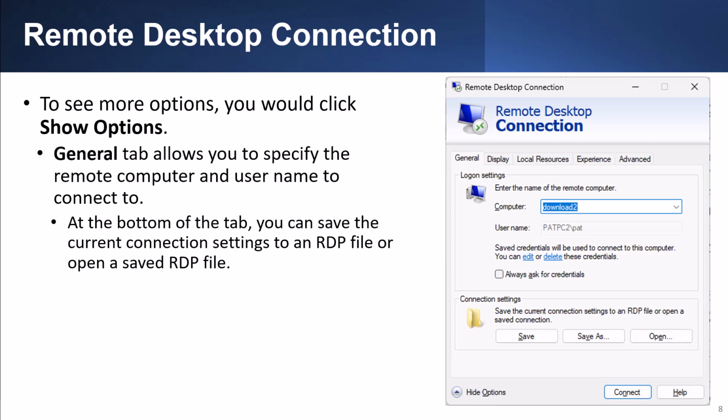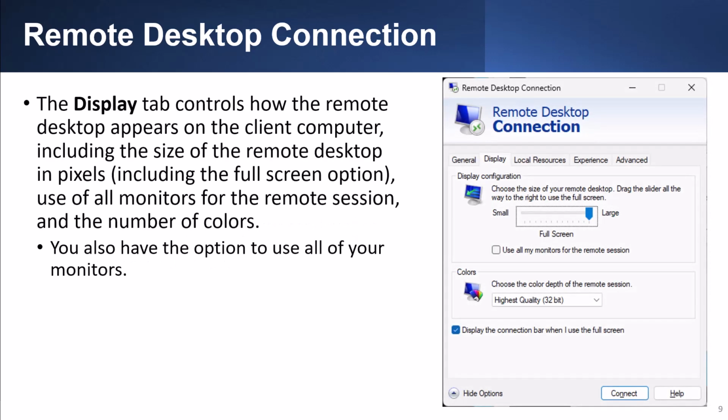The Display tab controls how the remote desktop appears on the client computer, including the size of the remote desktop in pixels, the full screen option, use of all monitors for the remote desktop session, and the number of colors. You also have the option to use all of your monitors.